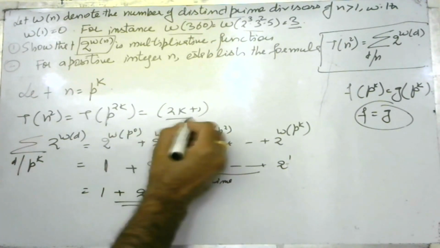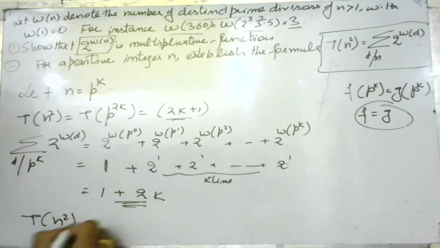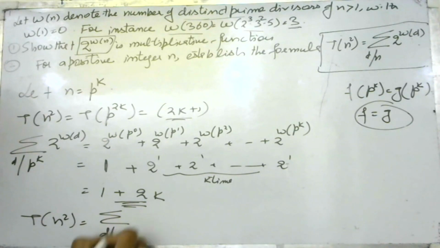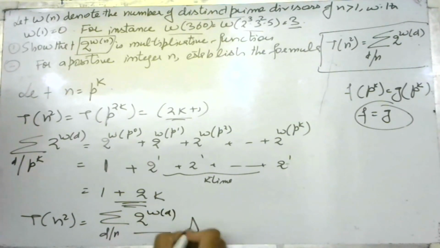So as you see, both are equal. So by that result, we have tau of n squared is equal to the summation over d dividing n of 2 power w(d). Hence the answer.